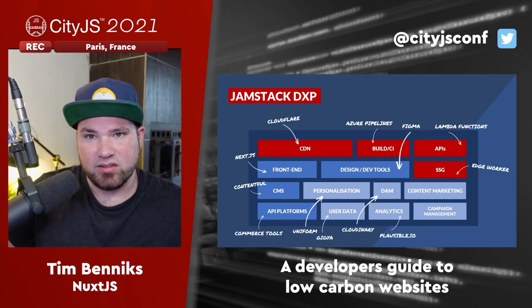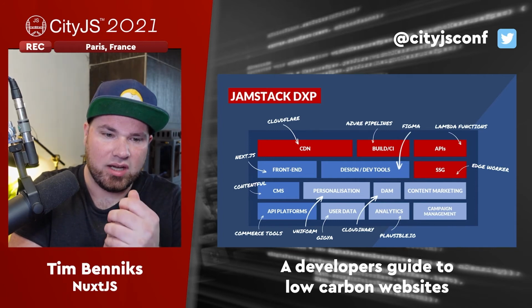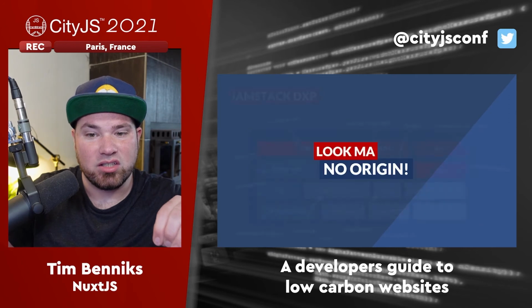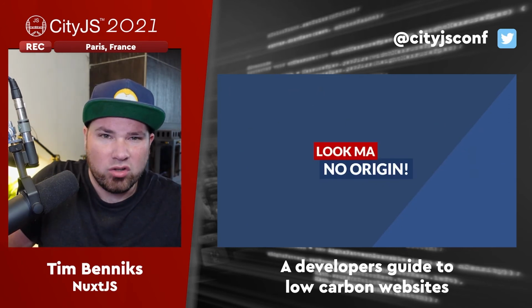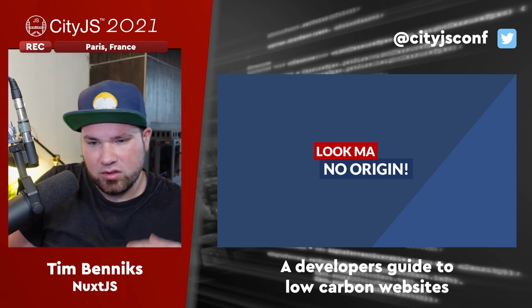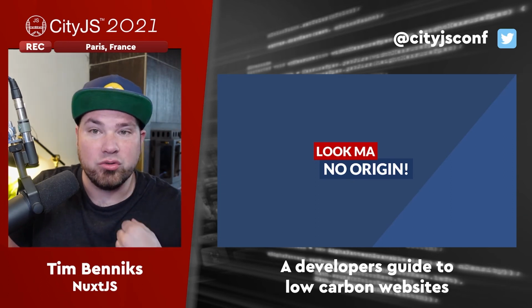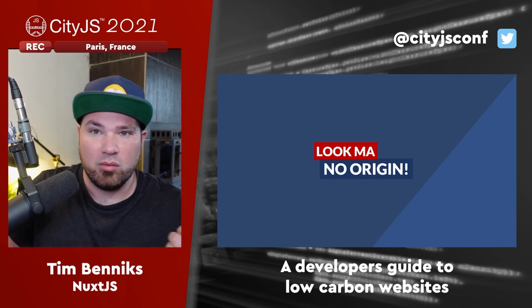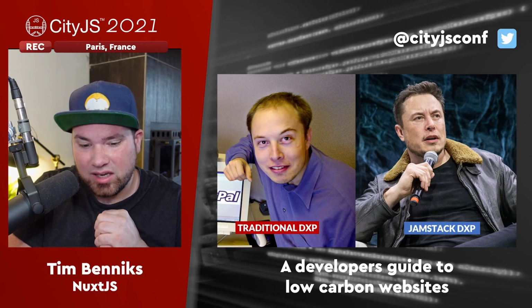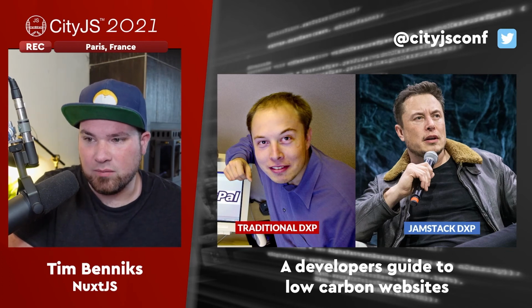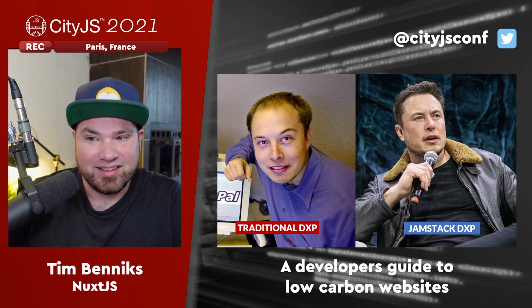So all of this combined lives behind that stuff that you render on the edge. There is no origin, which means there are no always-on servers anymore. If something is on, it's because it's doing something. If you don't use it, it turns itself off, or you pay less. So this is my favorite slide of the deck, where we have traditional DXP and modern Jamstack DXP. It grew hair. How about that?